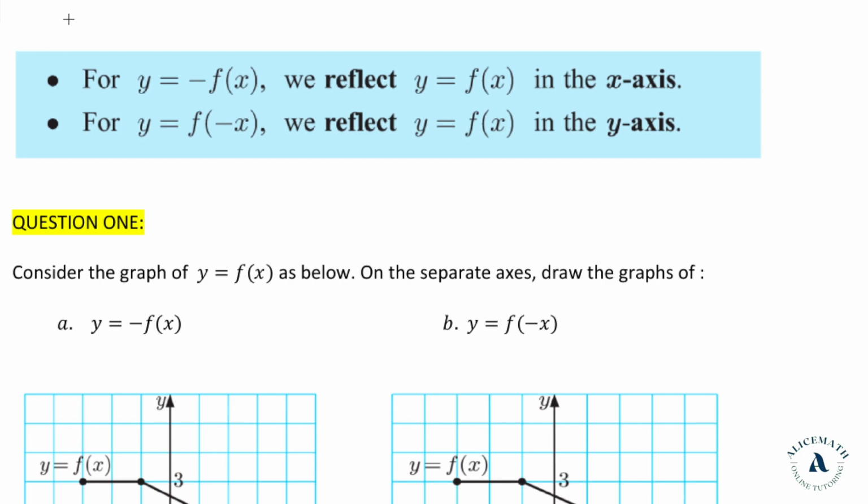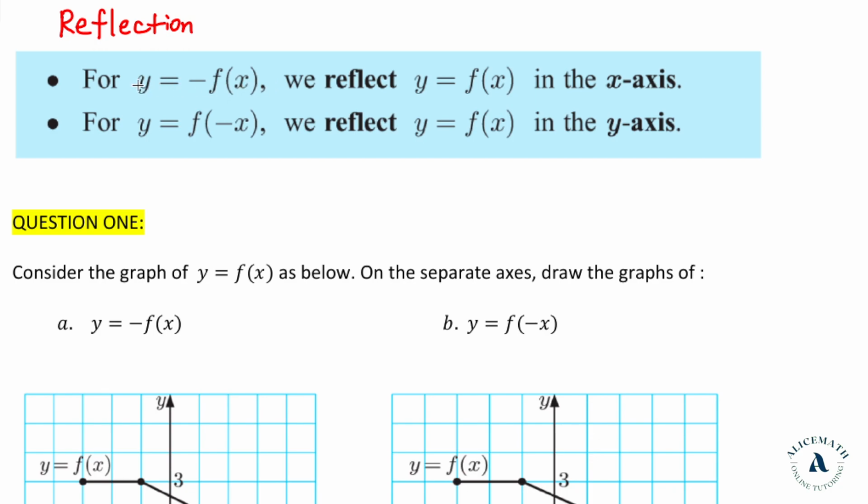Today we're going to talk about another transformation which is called reflection. Here we focus on the reflection in two coordinate axes. One is the x-axis and another one is the y-axis. And how to find the different equations of the reflections in each coordinate axis.